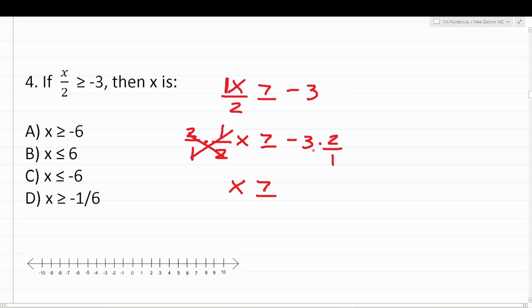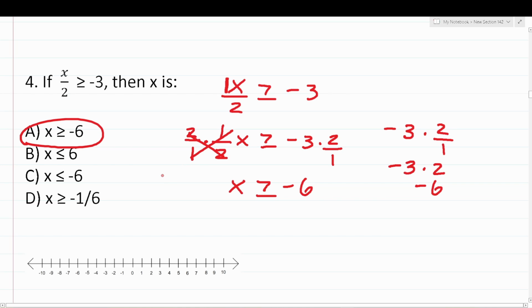And let's think about what's going on here. We have negative 3 times 2 over 1. Well, what is 2 over 1? 2 divided by 1 is just 2. So in reality, we have negative 3 times 2. Negative 3 times 2 is simply negative 6. So the solution to this one is x is greater than or equal to negative 6. And we can see that that is answer choice A.